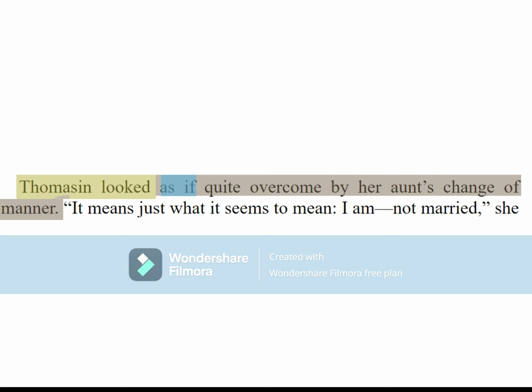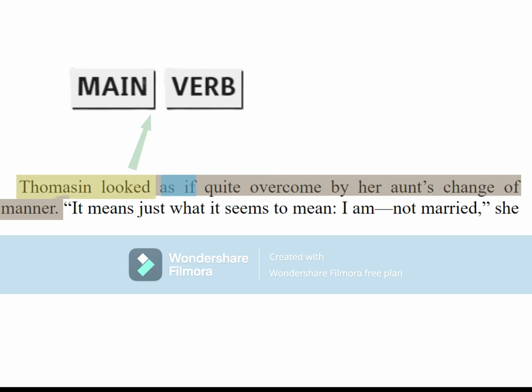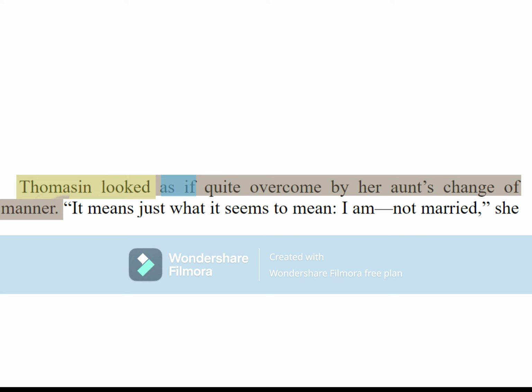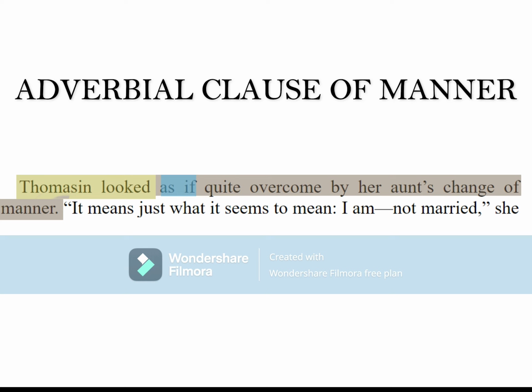The adverbial clause post-modifies the main verb looked and provides information about its manner. So this is an adverbial clause of manner. This type of adverbial clause indicates how something happens.